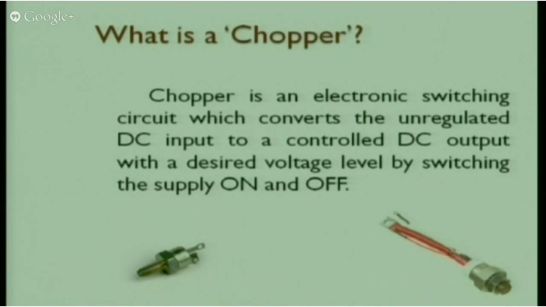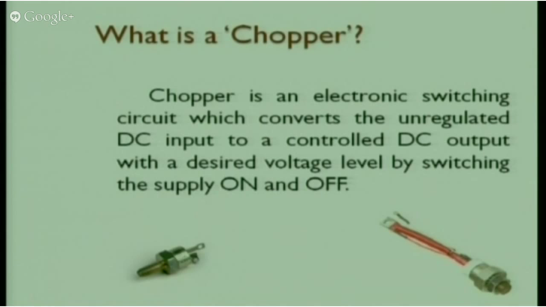So what is a chopper? Chopper is an electronic switching circuit which converts the unregulated DC input to a controlled DC output with desired voltage level by switching the supply on and off. Simply, supply goes on, off, on, off, on, off, like this. What will you gain from this? What will happen?